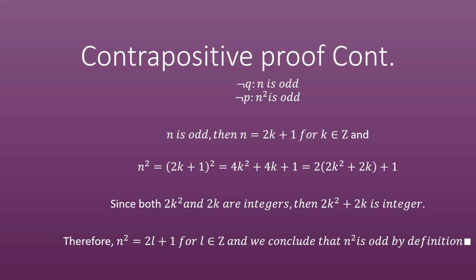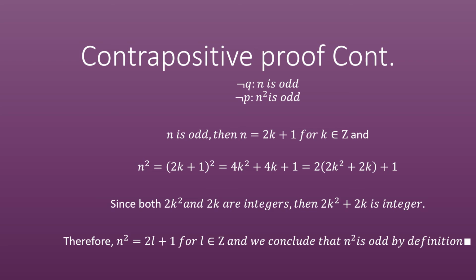And that's the definition of odd numbers. So by definition, n squared is also odd. So now we have proven that if n squared is even, then n is also even.